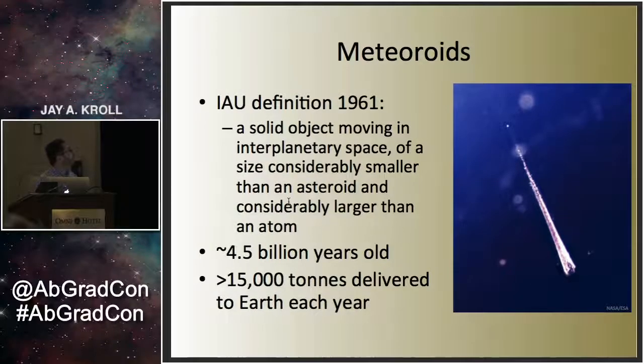The next rock that we're probably going to hear about is meteoroids. And the IAU definition is incredibly specific. It's a solid object moving in the interplanetary space of size considerably smaller than an asteroid and considerably larger than an atom. And so this gives us a pretty wide berth, but most of these things are about 4.5 billion years old. And perhaps most interestingly, about 15,000 metric tons of these are delivered to Earth every year. And so these are a source of incoming material that can seed the planet with a lot of interesting material over the course of billions of years.